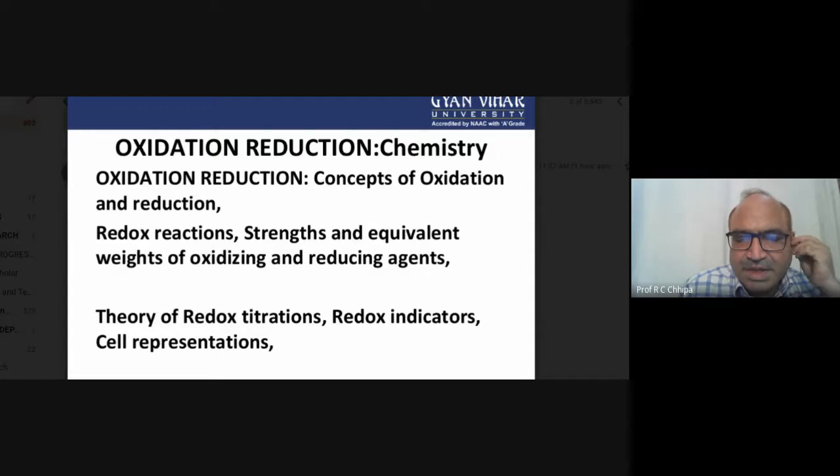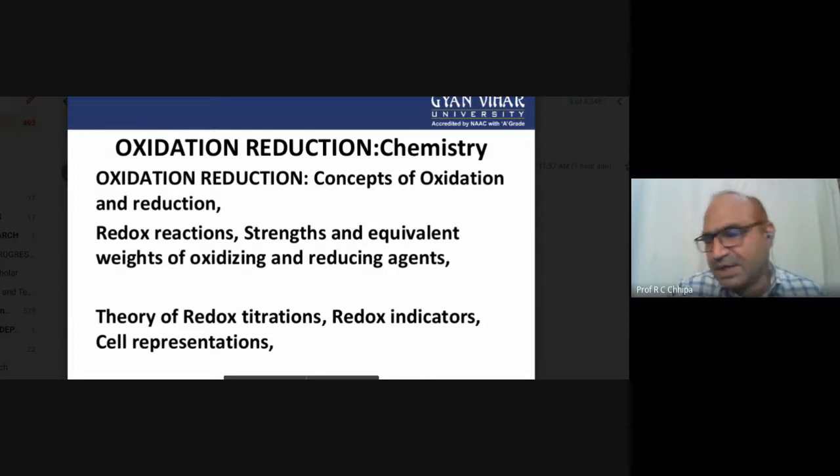Because when one oxidation occurs, simultaneously there may be reduction. Such reactions are called redox reactions. A very well-known example is the titration, where ferrous ammonium sulfate is titrated against potassium permanganate. That is a well-known redox titration.